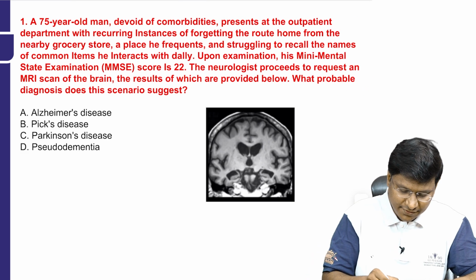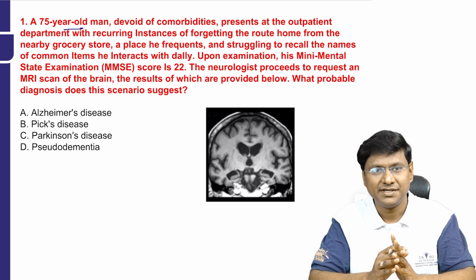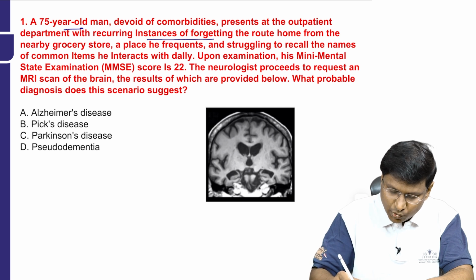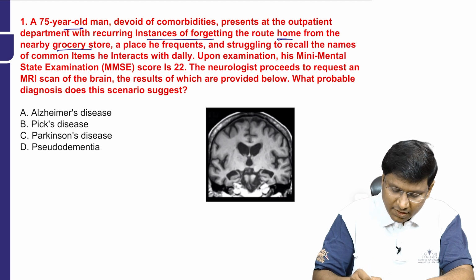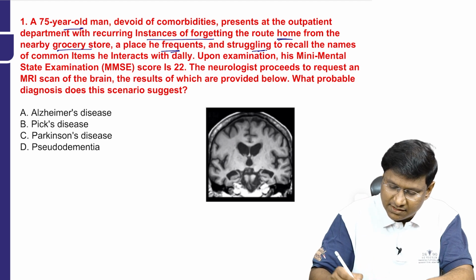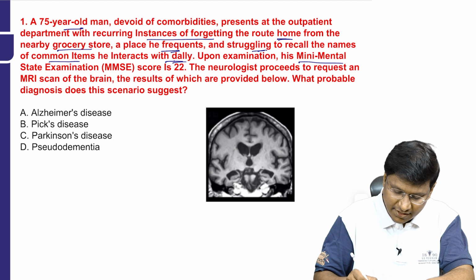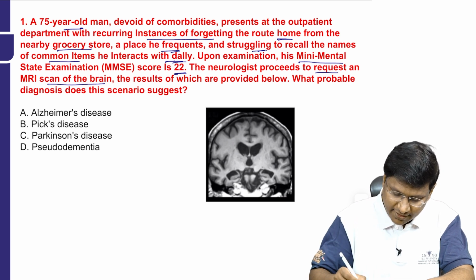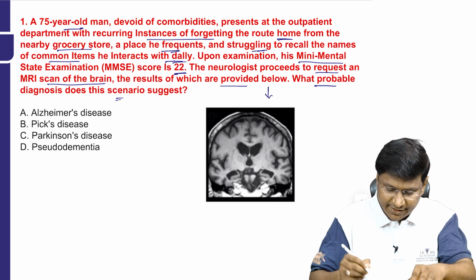So in this particular section, I'll be discussing some of the very important clinical based questions in neurology. The first question is, we have a 75-year-old man devoid of comorbidities. He presents to the outpatient department with recurring instances of forgetting the route to his home from the nearby grocery store, a place he frequently visits, and struggles to recall the names of the common items he interacts with daily. Upon examination, his MMSE is around 22. The neurologist proceeds to request an MRI scan of the brain, the results of which are provided below. Now, what probable diagnosis does this scenario suggest?